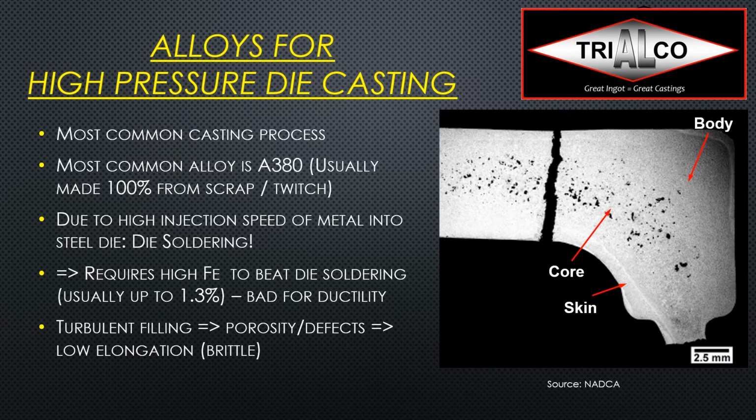That's very bad for ductility, and then the turbulent filling will cause a lot of porosity, especially in thicker walls anyway. A lot of people say die castings are basically two sound skins separated by Swiss cheese. And, well, it's kind of true if you look at this here. So that would be a typical thicker wall die casting, and it will have low elongation, both because of the porosity and the high iron level.